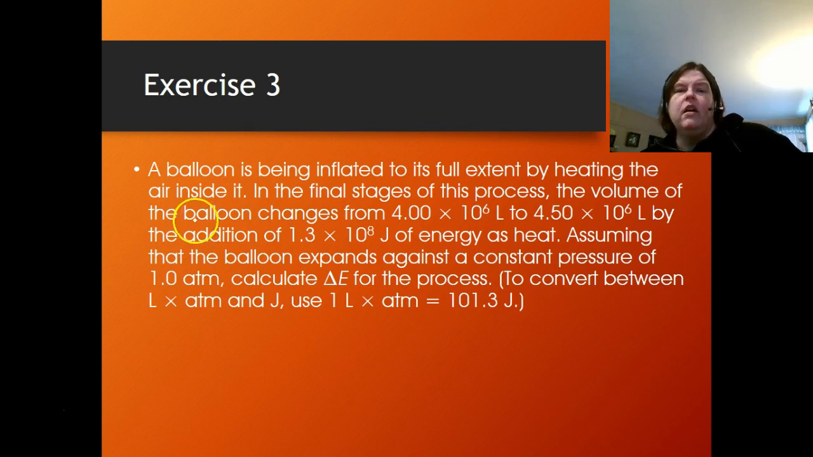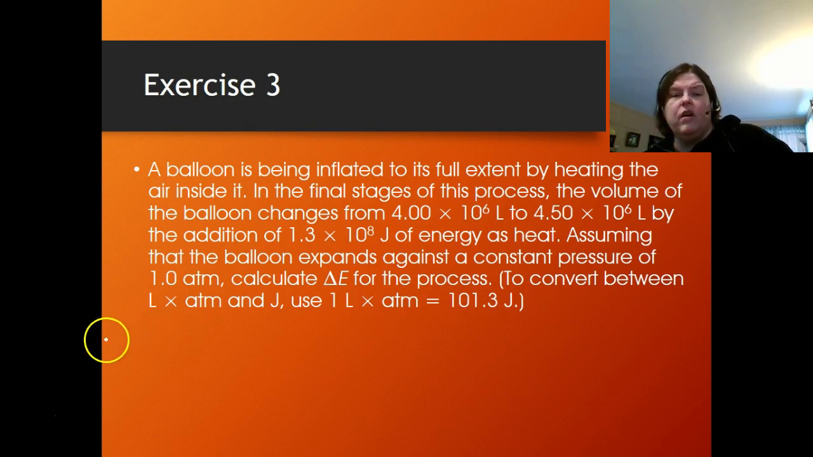All right, finally, a balloon is being inflated to its full extent by heating the air inside. In the final stages of this process, the volume of the balloon changes from 4.0 times 10 to the 6th liters to 4.50 times 10 to the 6th liters by the addition of 1.3 times 10 to the 8th joules of energy as heat. Assuming that the balloon expands against a constant pressure of 1 atmosphere, calculate the delta E for the process. We're given our conversion factor.